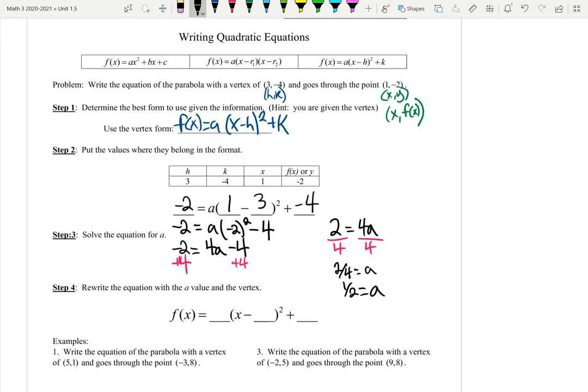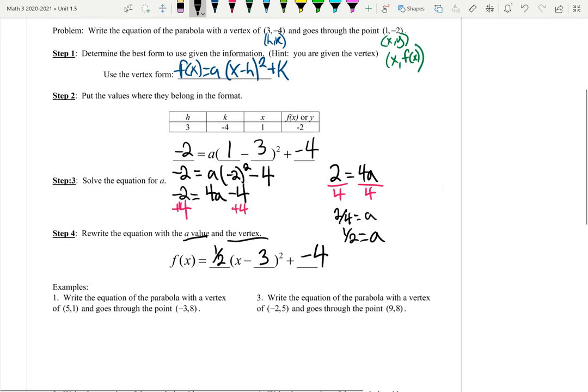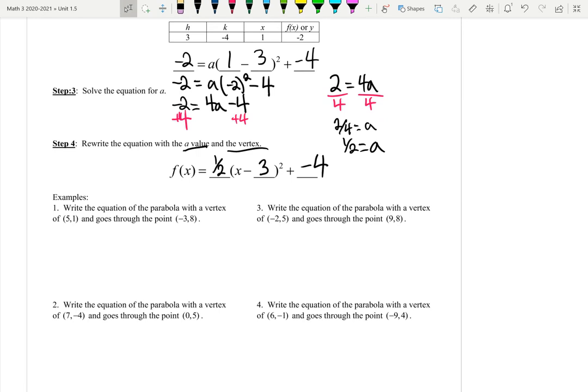So now, rewrite the equation with the a value and the vertex. I'm going to put 1/2. I'm going to put the h value. I'm going to put the k value. And then the last thing I need to do is simply simplify it. I'm going to write f of x is equal to 1/2 times (x minus 3) squared minus 4 for good form.